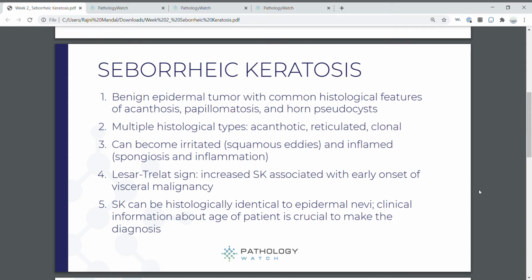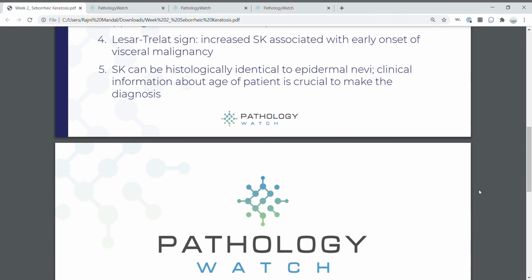The Leser-Trélat sign is important to remember, and this is when there are increased seborrheic keratoses, usually in the trunk area, associated with early onset of visceral malignancy, and sometimes lymphoproliferative disorders. Seborrheic keratoses can be histologically identical to epidermal nevi, and therefore clinical information about age of the patient is crucial to make the diagnosis.